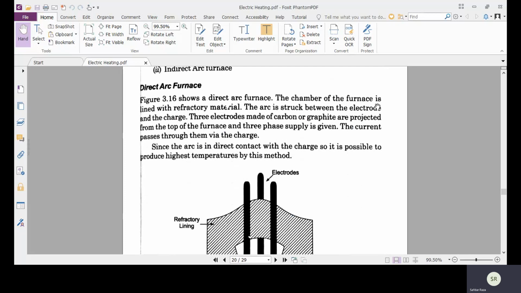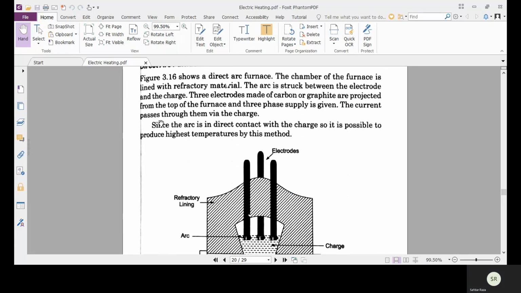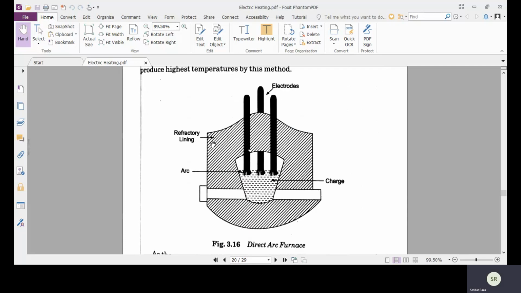The chamber of the furnace is lined with refractory material. The arc is struck between the electrode and charge. Three electrodes made of carbon and graphite are projected from the top of the furnace, and a three-phase supply is given. The current passes through them via the charge. Since the arc is in direct contact with the charge, it is possible to produce the highest temperatures by this method, because from the figure it is quite clear that the arc is in direct contact with the charge.